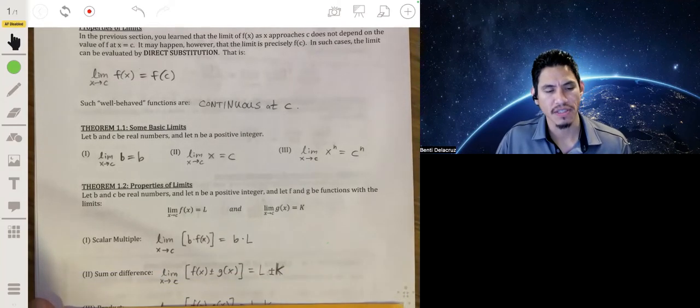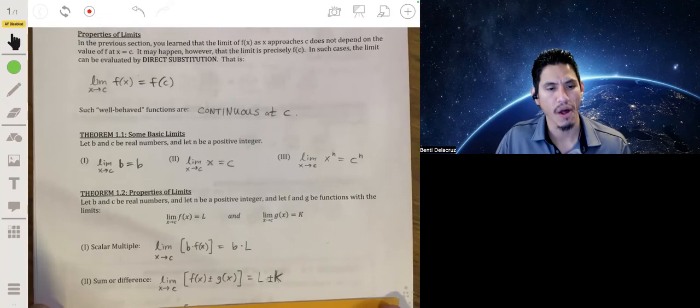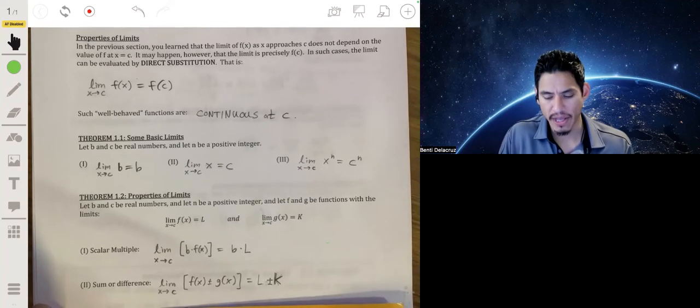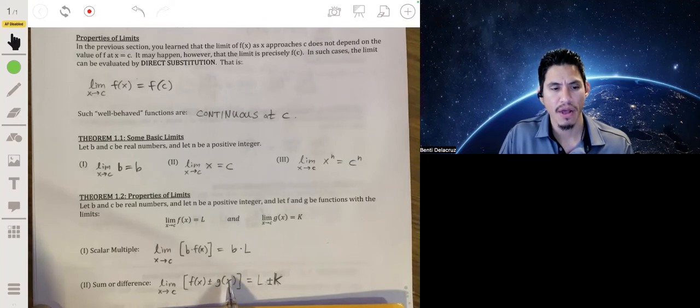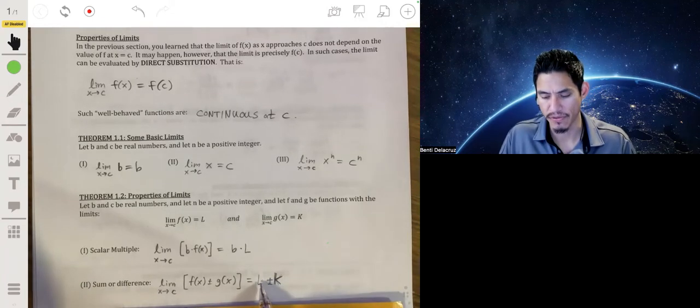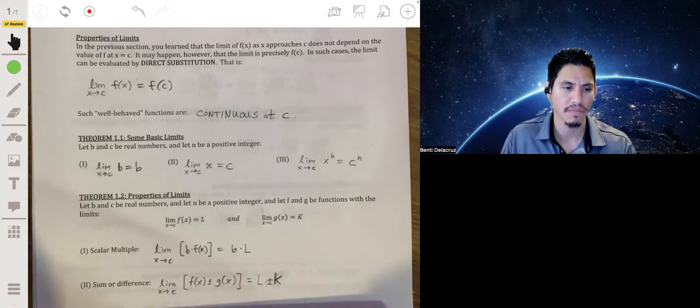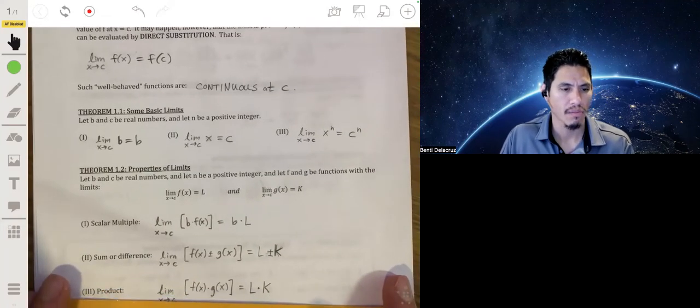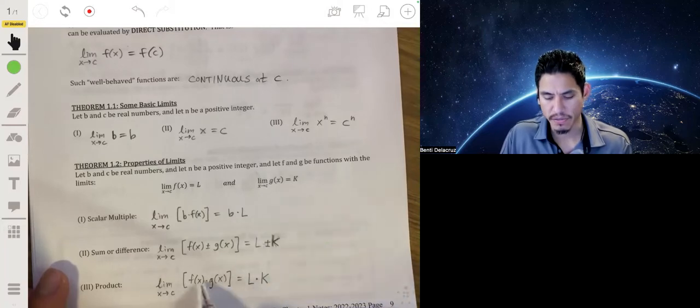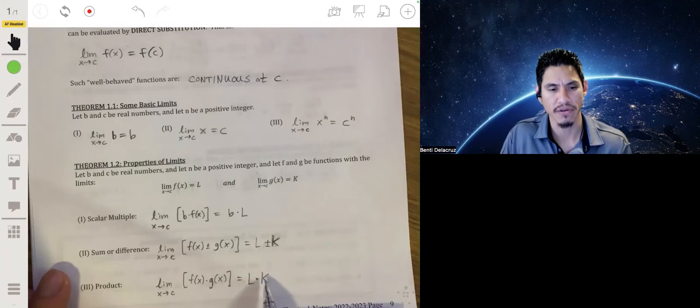Sum or difference, it's just like adding 2 functions. Like if f of x was x squared and g of x was 2x, you can add them, then take the limit, or you could take the limit, then add them. But we already defined that the limit as x approaches c of f of x is L, and of g of x will be K. So you can just add them or subtract them. Product, same idea. You can just multiply them. If you know what the limits are, you can just find those values and multiply them.